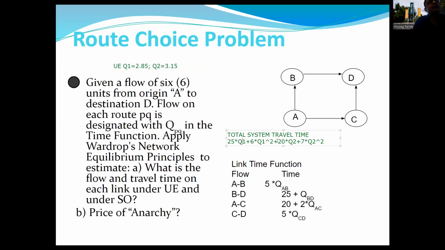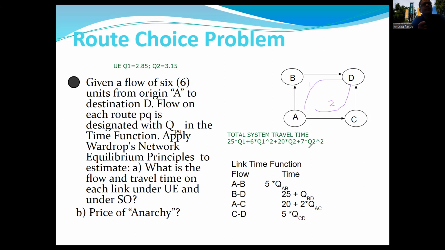Remember, this was the travel time on route 1 aggregate for all users. This part was the travel time on route 2 aggregate for all users. So this is route 1, this is route 2. And then this was our total system travel time expression.